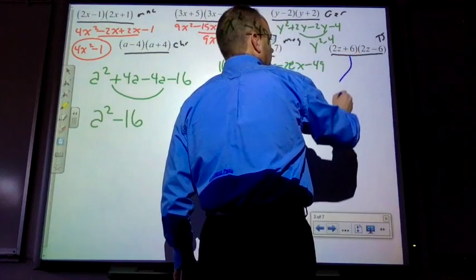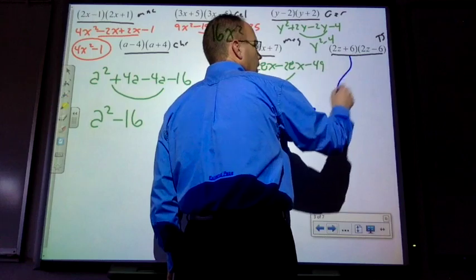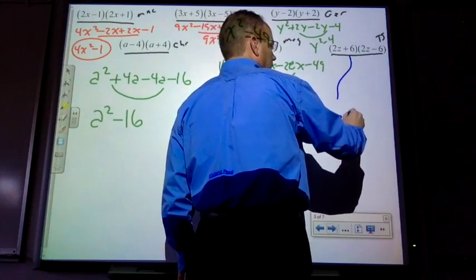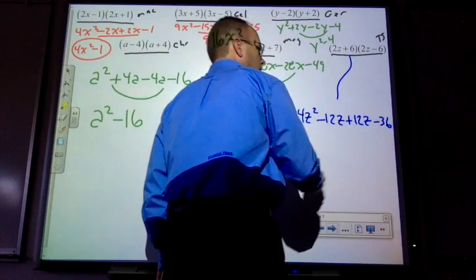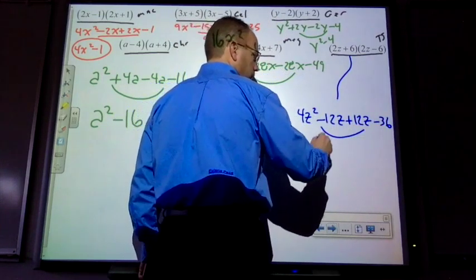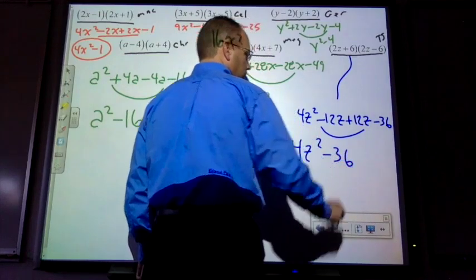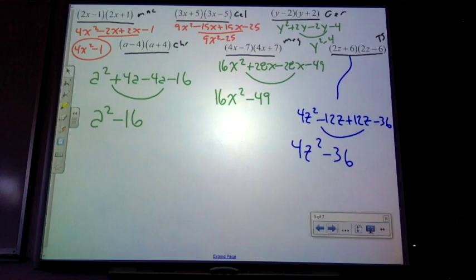So I've got to work, bring this down here a little bit. So I get 4z squared minus 12z plus 12z minus 36. What happens here? Cancel out. Any observations that are taking place on these types of problems? What cancels? The middle, right?